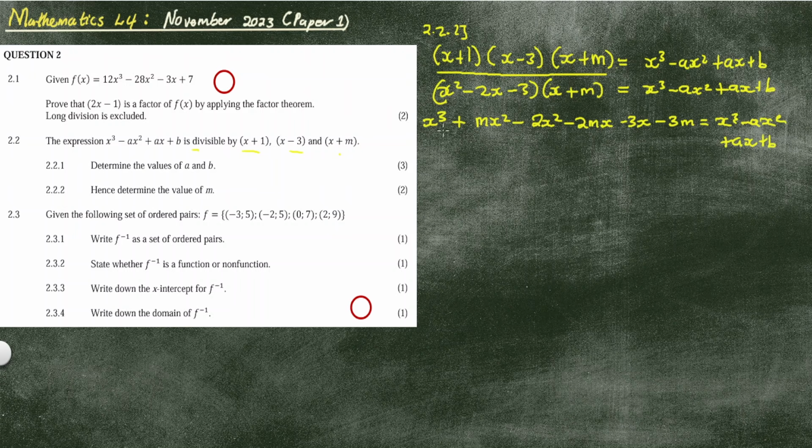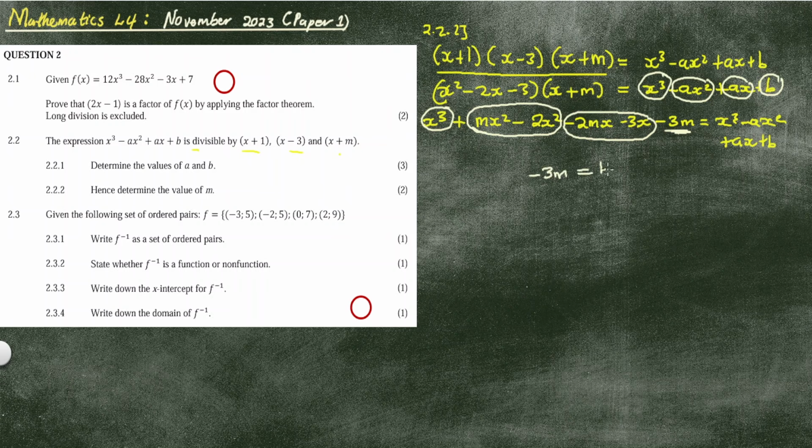Now check this out. This x cubed corresponds with that one. The x squared terms correspond with this. The x terms correspond with that, right? And then the minus 3m is a constant, corresponding to the constant b. So this means that the minus 3m should be equal to b, right? But then we calculated the value of b to be what? To be 15.